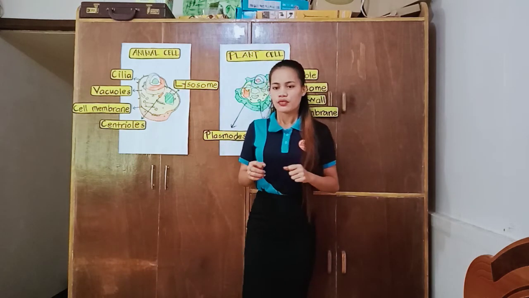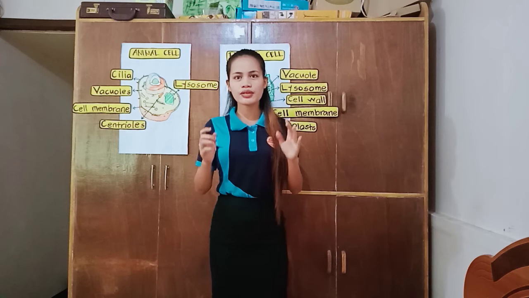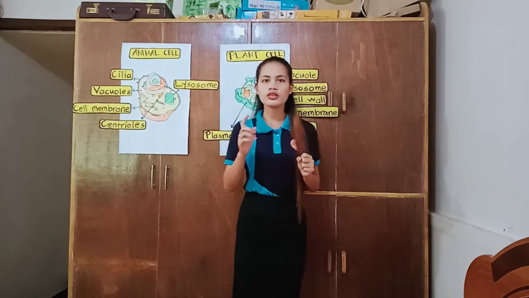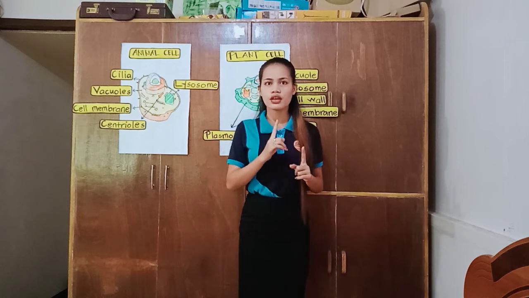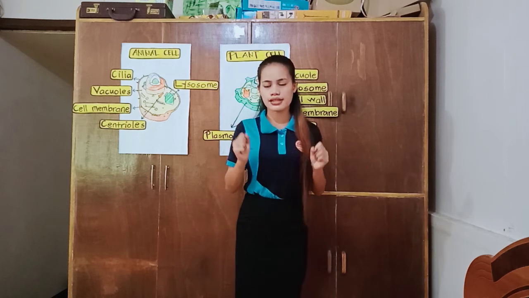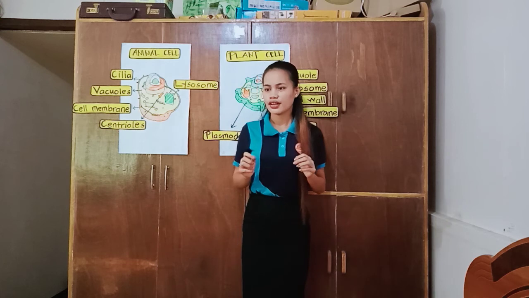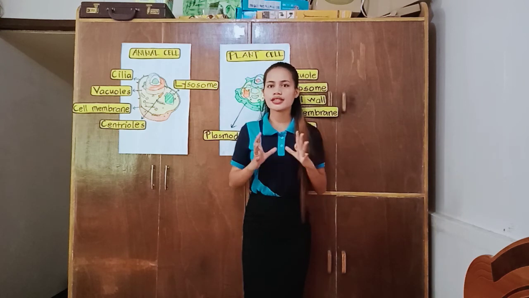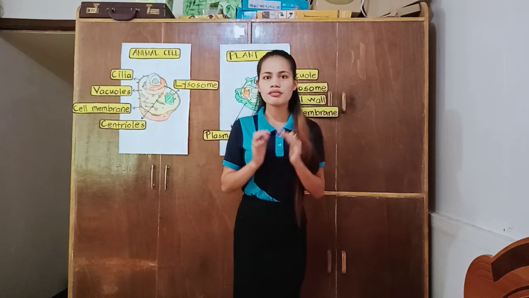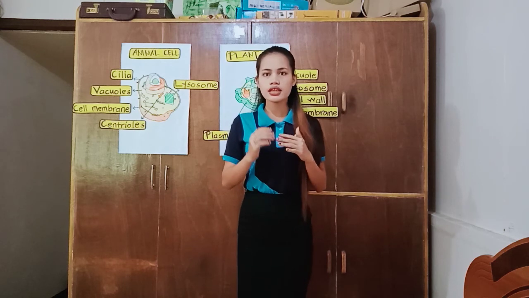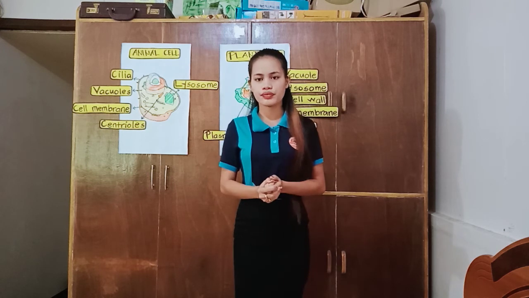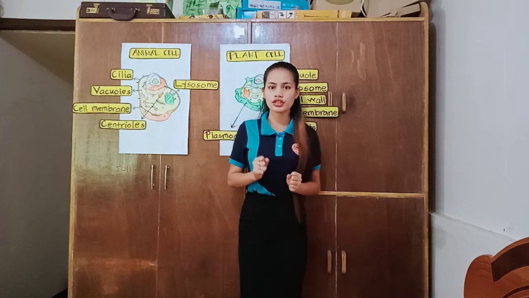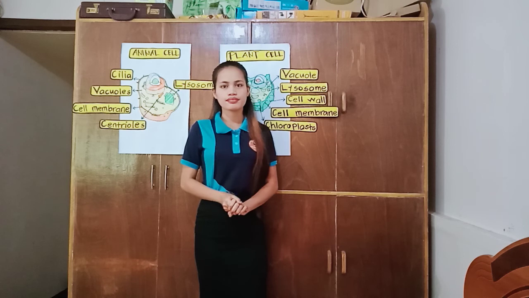Now, for your activity, on one whole sheet of paper, write down the structures of both animal and plant cells. Okay? And for your assignment, draw the animal cell and its structure. Write it on a short bond paper.